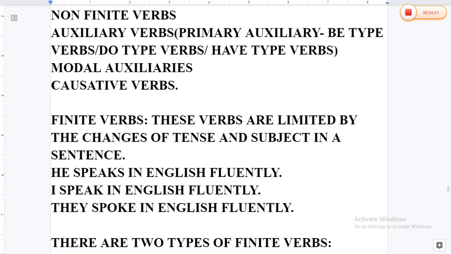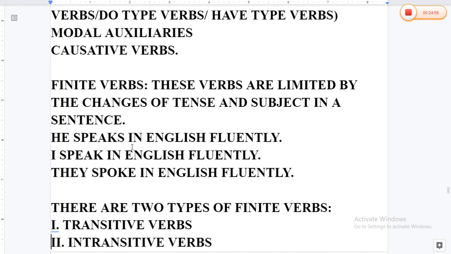Finite verbs are the verbs which are limited. I'm again repeating. Finite verbs are the verbs which are limited. Limit is the keyword here. These verbs are limited by the changes of tense. When the tense changes, the verbs change. When you change the pronoun in a sentence, the verb form changes. So these verbs are changeable, alterable. The forms of these verbs change. Okay.